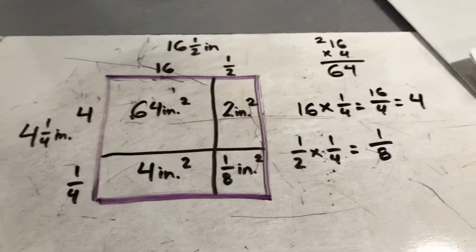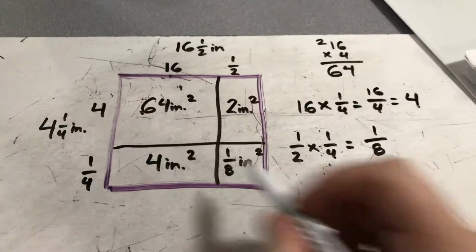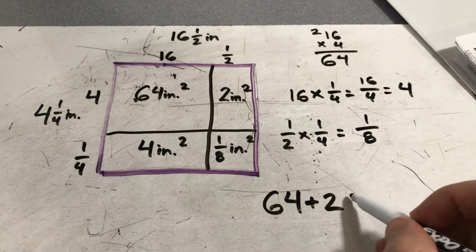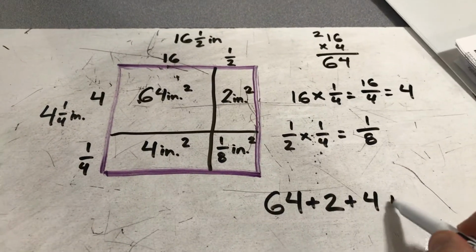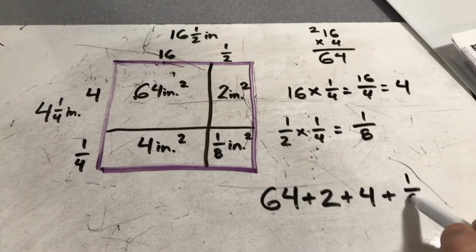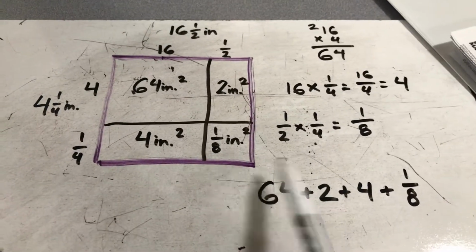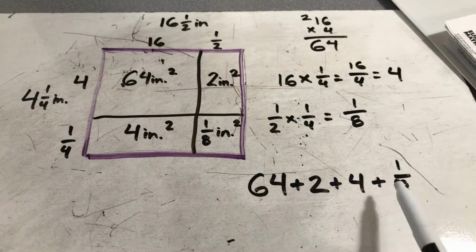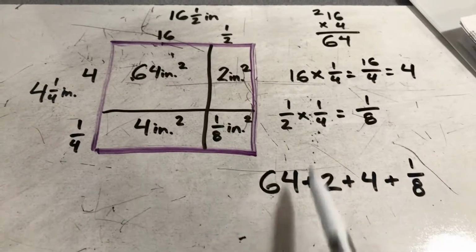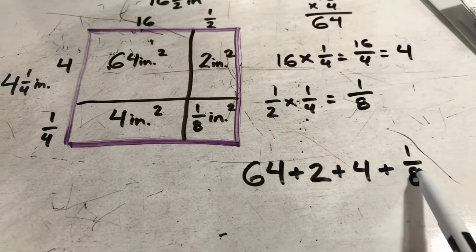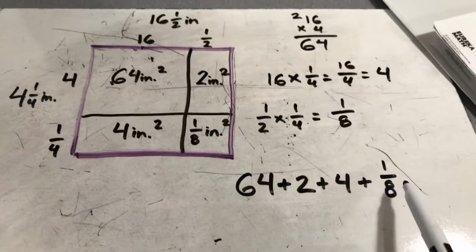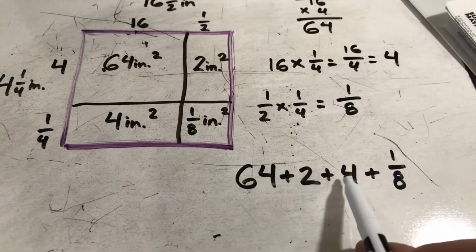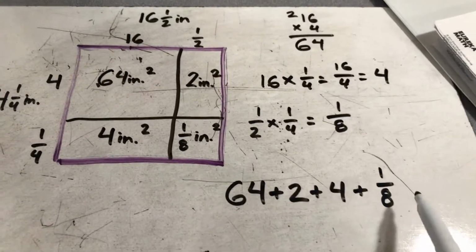Now, our job is to add them all up. Here we go. 64 plus 2 plus 4 plus 1/8. Now, recall, because we have a fraction in our addition expression here, that's why I'm writing it left to right. If I wrote it up and down vertically, you'd have to change this to a decimal, and we're not going to do that right now. So we're just going to write them left to right, and we're going to add the whole numbers first, and then if we have to add fractions, we'll do that in a moment.